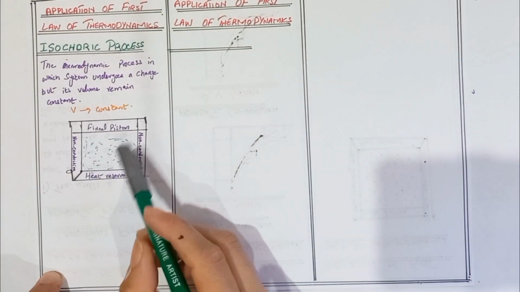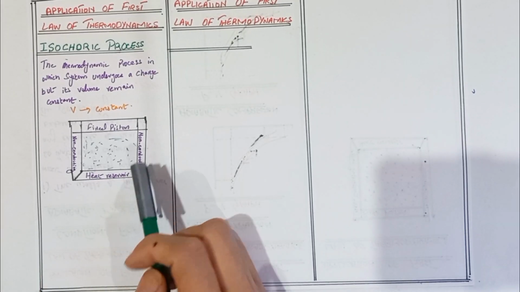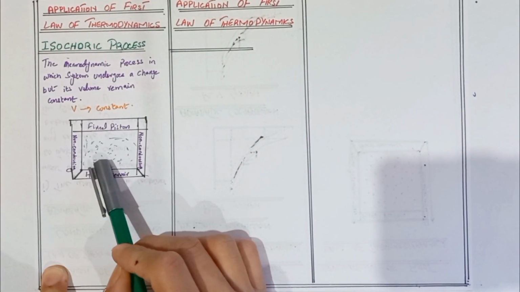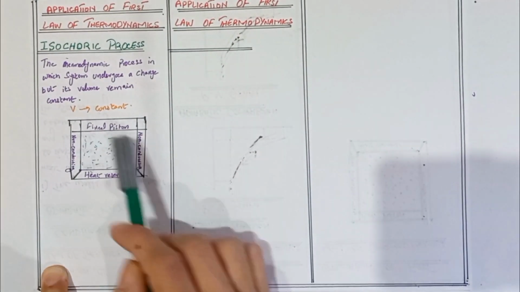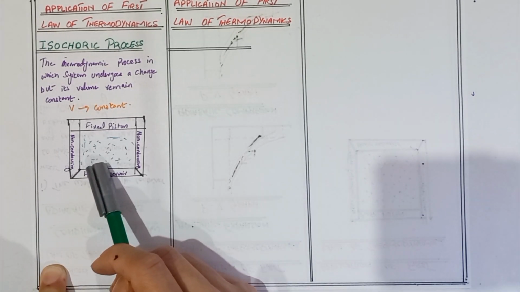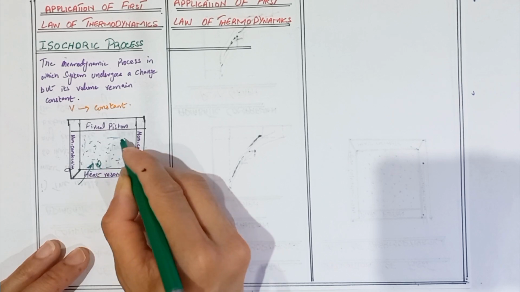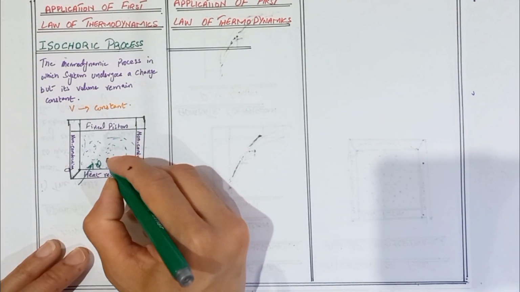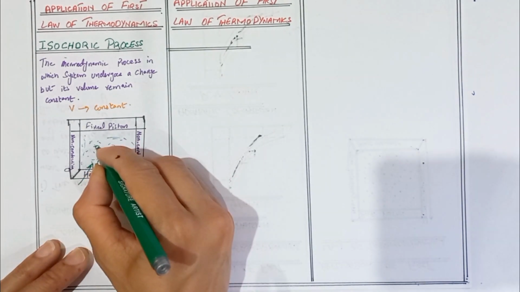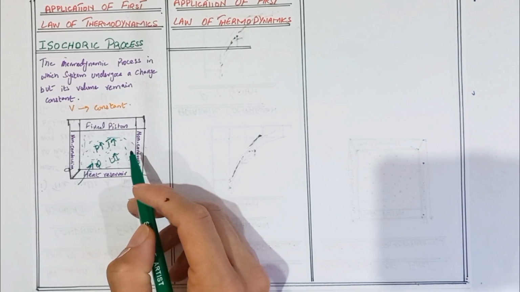Here we take the cylinder which contains an ideal gas, which has the fixed piston, non-conducting wall and conducting base. In the base we take the heat reservoir through which heat can enter or leave the system. When heat enters into the system, the internal energy is increased. When internal energy is increased, the pressure is increased and the temperature of the gas will also increase.